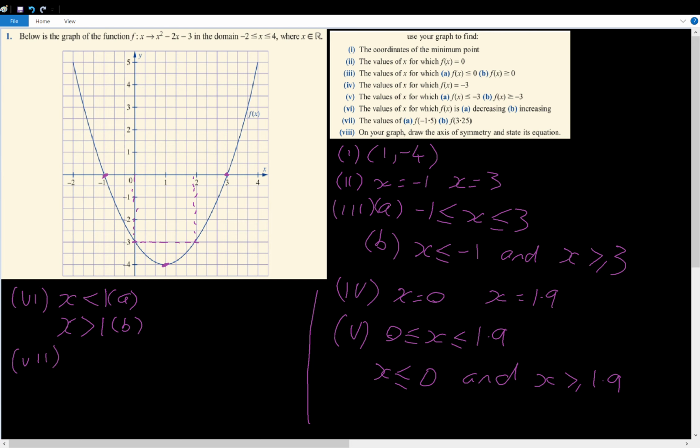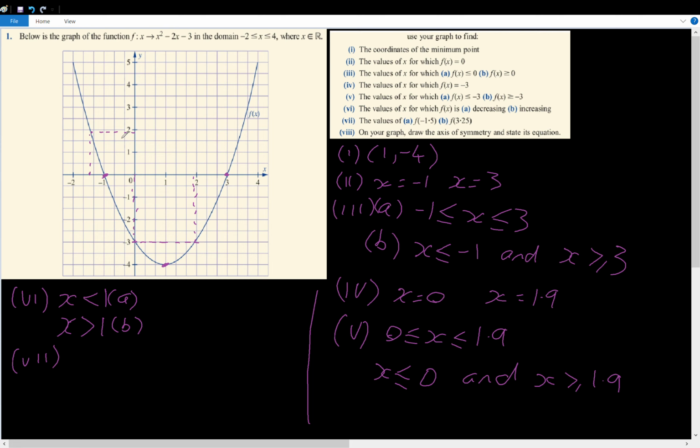And for part 7, we've got to find the value of f of minus 1.5. So this is when we've got minus 1.5 on the x-axis, which is around here on our graph, and we're going to work our way up to our graph from here. It's going straight up away from the x-axis. And when we get to our graph, we're going to work our way from there across to the y-axis. And it looks like we're going to get around 1.9 for that.